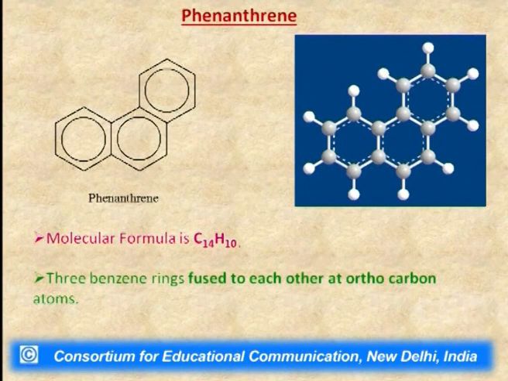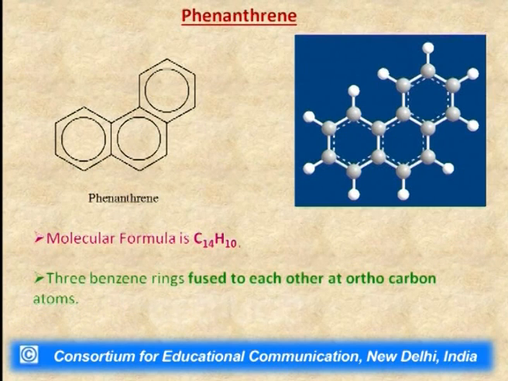This is the phenanthrene molecule. You can see the ball and stick model in which you can see the carbons and the hydrogens, and these dotted lines are for the delocalized pi electrons. The molecular formula of this phenanthrene hydrocarbon is C14H10. Since it contains only carbon and hydrogen, it is a hydrocarbon. It doesn't have any heteroatom.